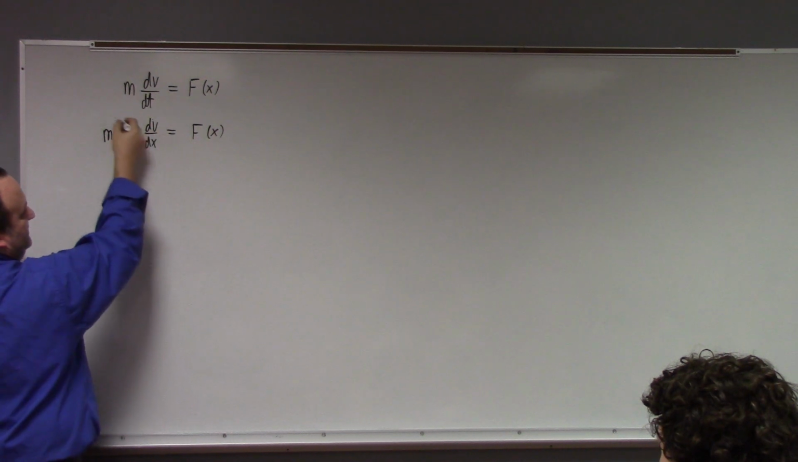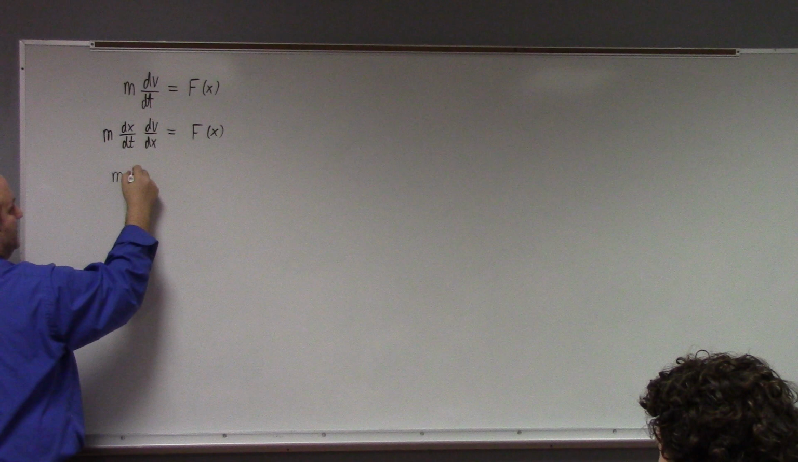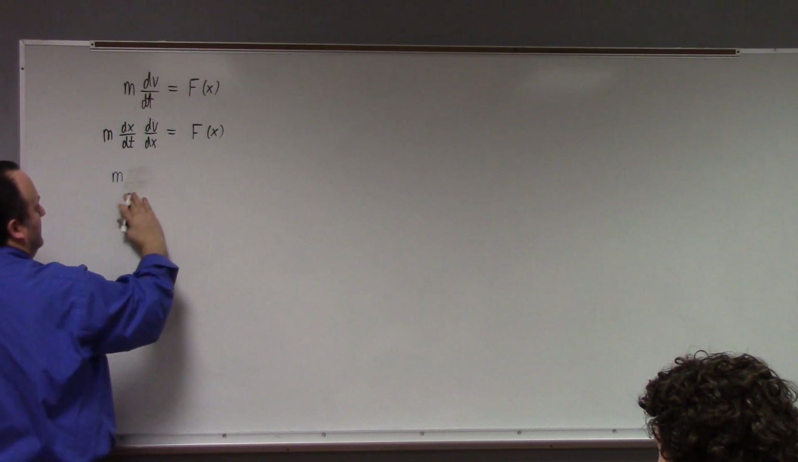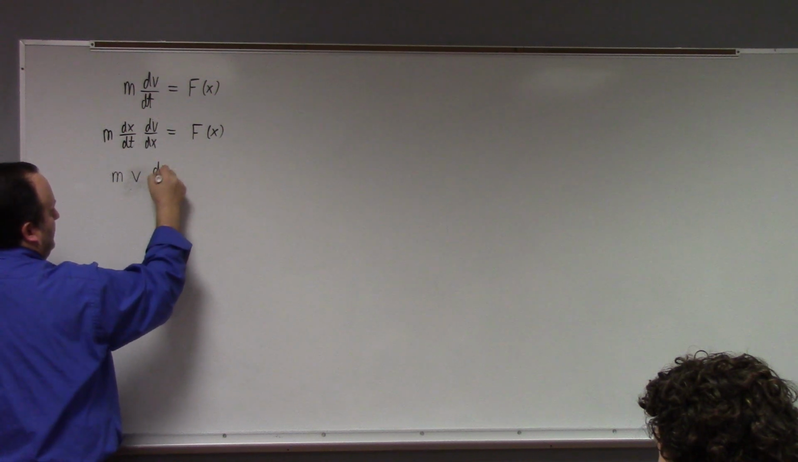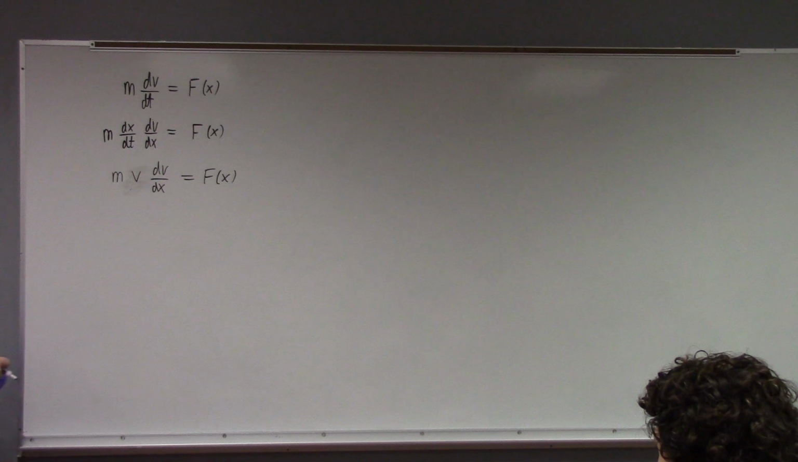You can think of the dx's as canceling as a sort of mnemonic here if you want. But what we have then is m v dv/dx equals F of x, right? Now, hey, this is a differential equation that we can solve, right? How do we solve this?